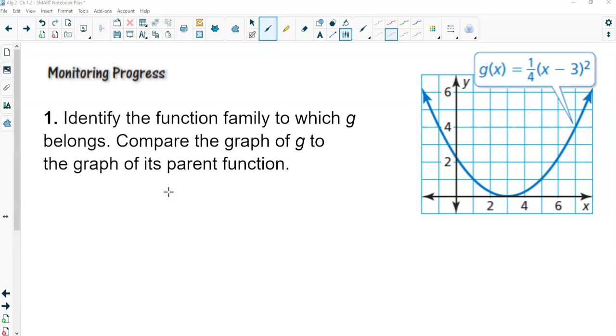And once you have identified what's different about it, what's the same about it, and what the family is, then go ahead and play the video and it will help you, okay? This one is the graph of G. If I go to the parent function, remember my parent function is this one. It has a square. It looks like a U. So this must be quadratic.